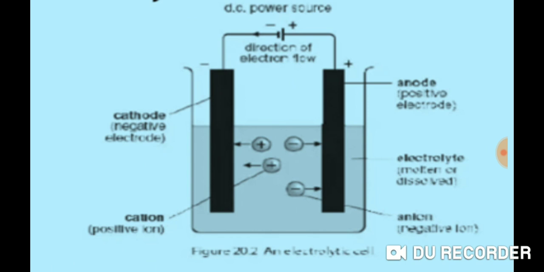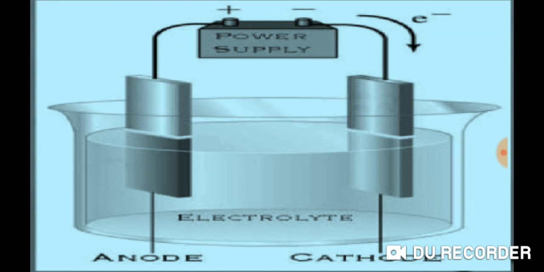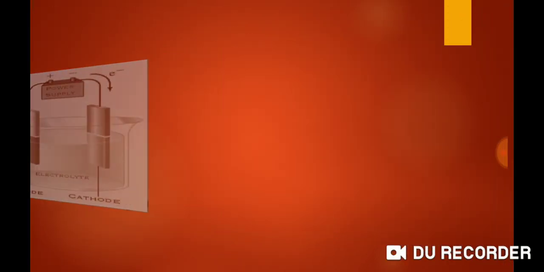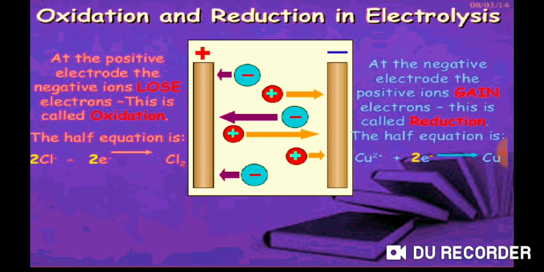And you can see a liquid here. Inside the electrolytic cell, we have placed an electrolyte. An electrolyte will dissociate into ions. Now, this is again the same diagram of the electrolytic cell. So, let us see what happens in the electrolytic process.